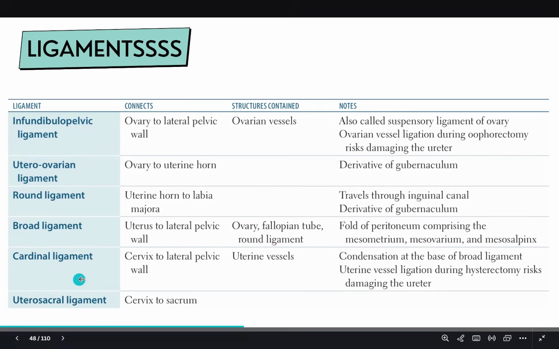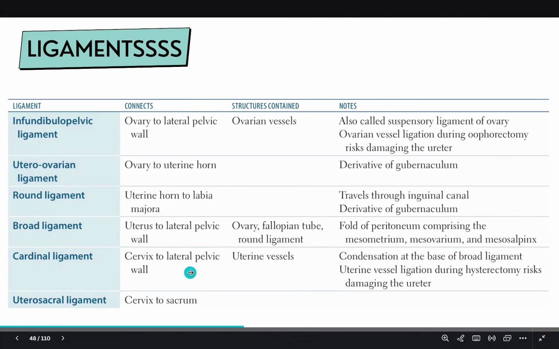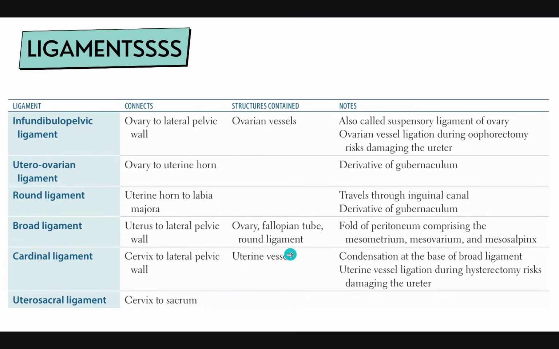Then you have the cardinal ligament, which is again a thickening of the endopelvic fascia. It connects the cervix to the lateral pelvic wall. What it has, which is very important to know, is the uterine vessels. Okay, so if there's any problem with the uterine vessels over here, for example, during surgery, if someone wants to do something and then by mistake ligates the uterine vessels instead of, for example, the ureter, because the ureter is closer to the uterine vessels, then this can lead to problems to the uterus. Okay, so again, very important to know is the uterine vessels inside the cardinal ligament.